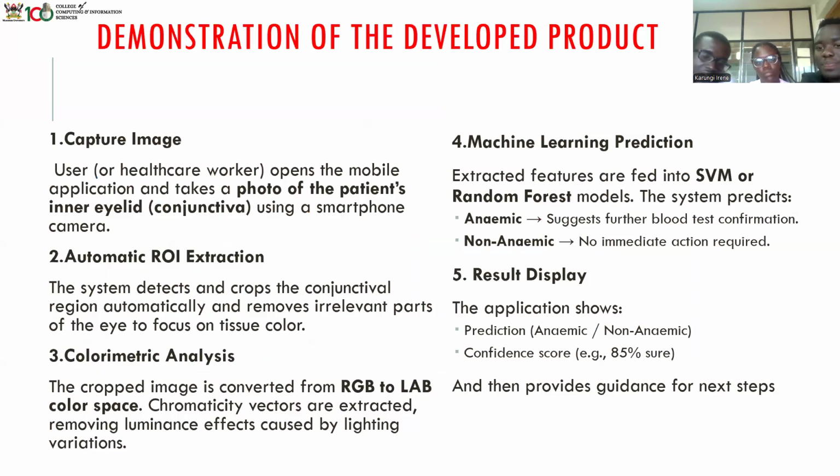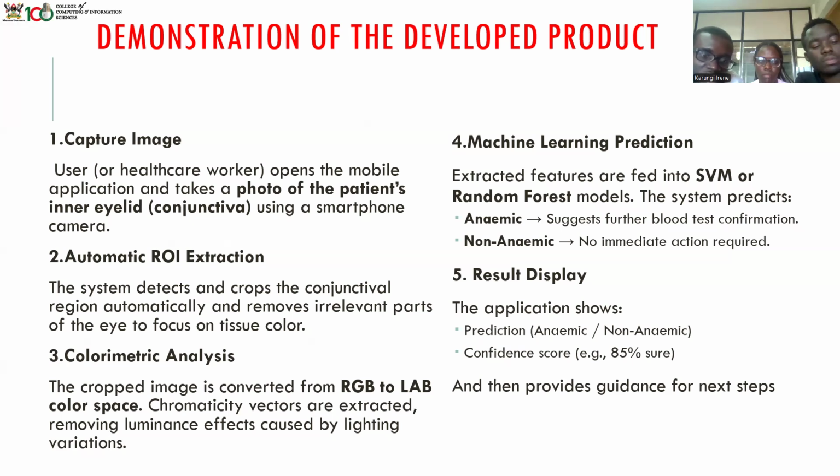So here we are demonstrating our developed product, what our final product will look like. The first step in the mobile app is capturing an image: a health worker uses the app on a phone to take a photo of the patient's inner eyelid, the conjunctiva. Then this image goes through automatic feature extraction. The system crops the conjunctival region automatically and removes the irrelevant parts, because we want to focus on the conjunctival region alone.